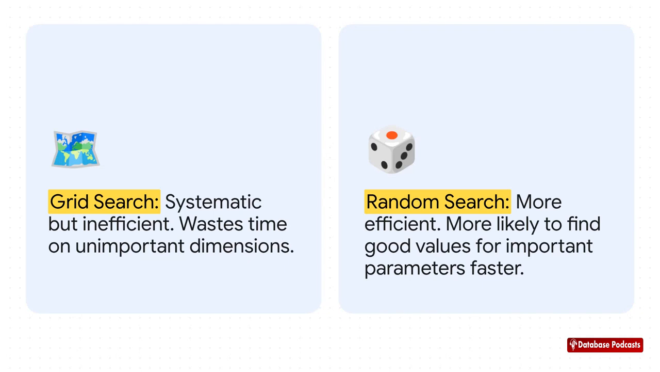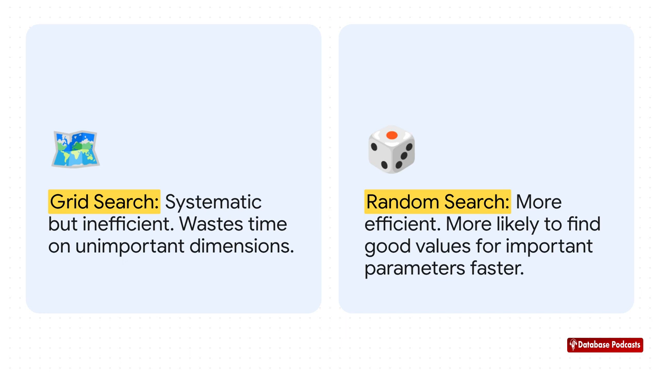Okay, so here's the really cool insight behind why random search works so well. Not all hyperparameters are created equal. Some, like the learning rate, can have a huge impact on your model, while others might not really matter that much at all. Grid search wastes a ton of time meticulously testing tiny variations on those unimportant parameters.